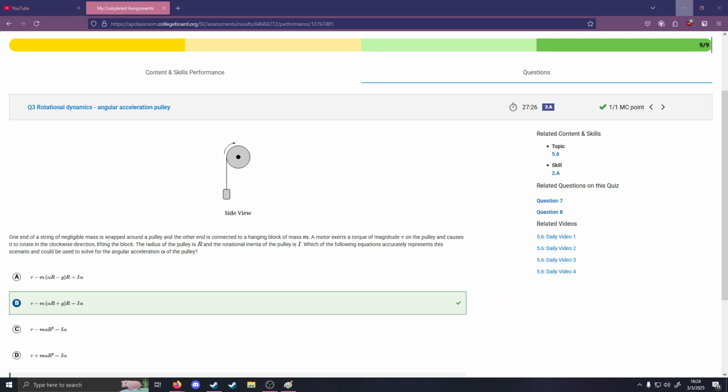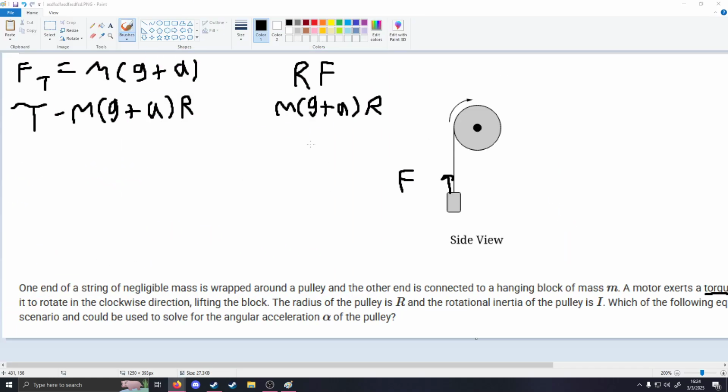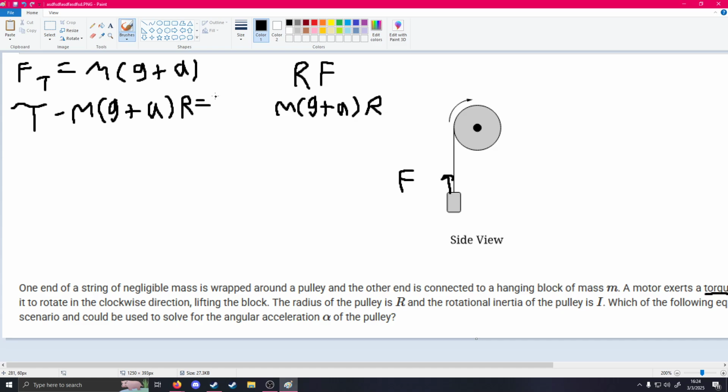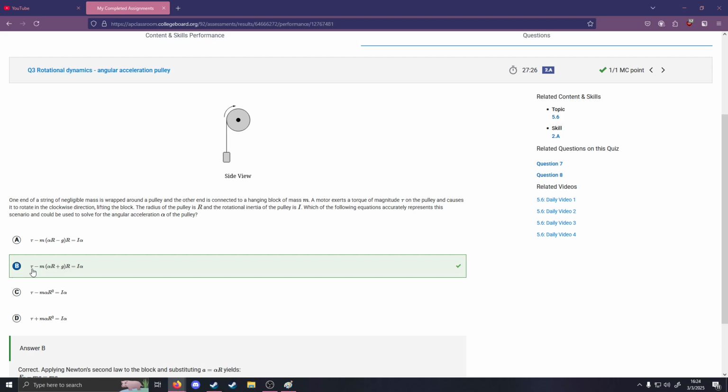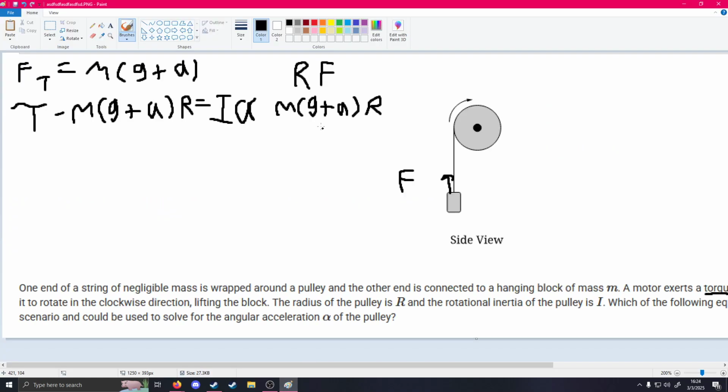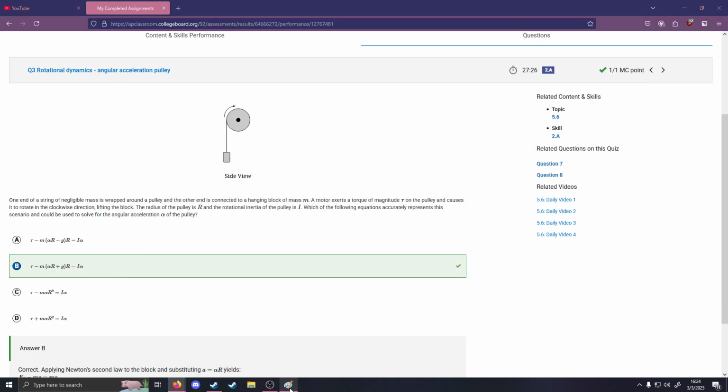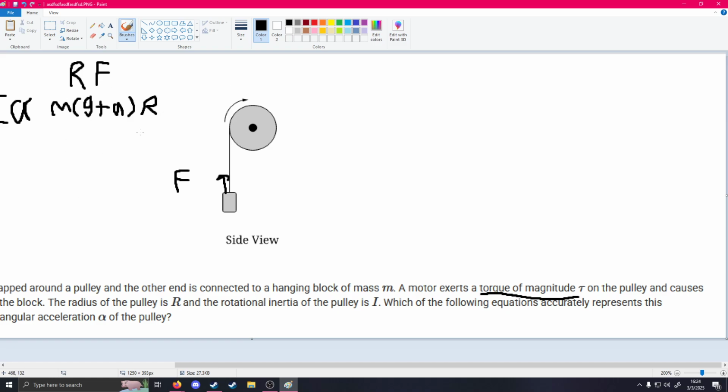Okay, hold on. Let me open up Google. We have to finish off the equation. This is equal to our inertia times the angular acceleration, which is what we're solving for. So let's take a look at our answer choices now. And you look at that, t minus m... Oh, ignore everything I just told you. That didn't happen.